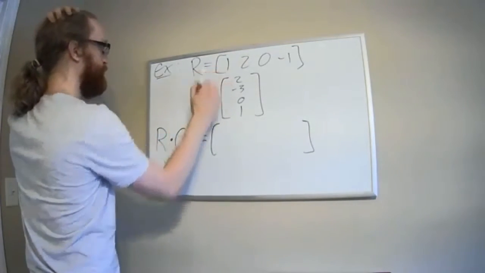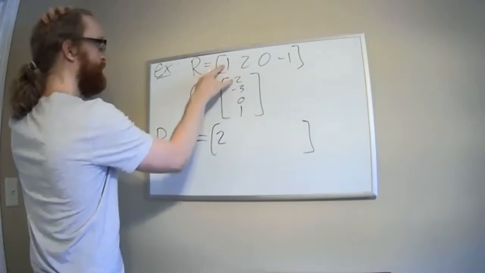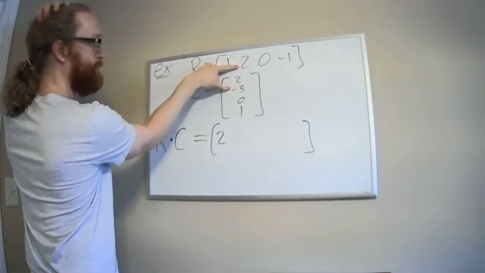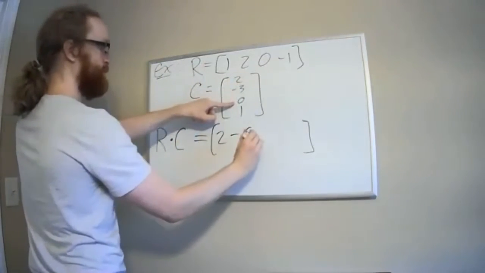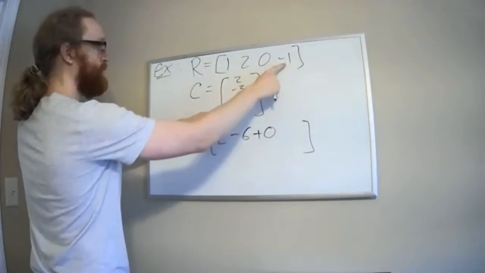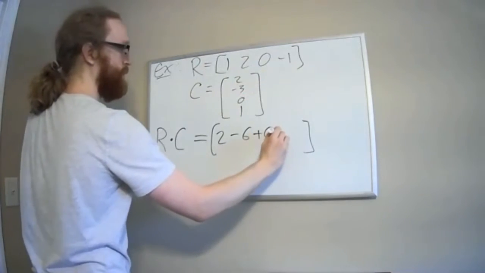So we'll do 1 times 2 is 2. 2 times -3 is -6, so 2 minus 6. 0 times 0 is 0. And 1 times -1 is -1.